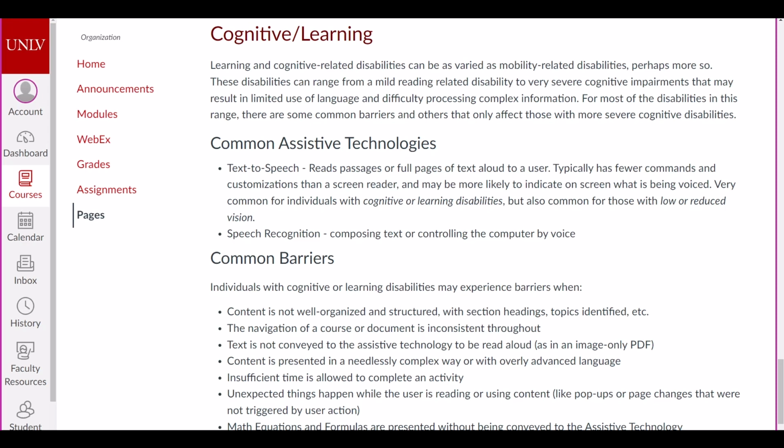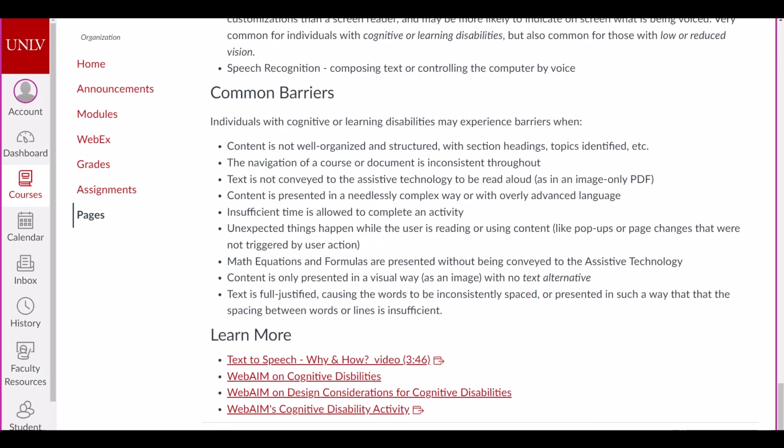Insufficient time is allowed to complete an activity. Unexpected things happen while the user is reading or using content. Math equations and formulas are presented without being conveyed to the assistive technology. Content is only presented in a visual way, with no text alternative. Text is fully justified, causing the words to be inconsistently spaced or presented in such a way that the spacing between words or lines is insufficient. Please find additional resources below. Learn more.